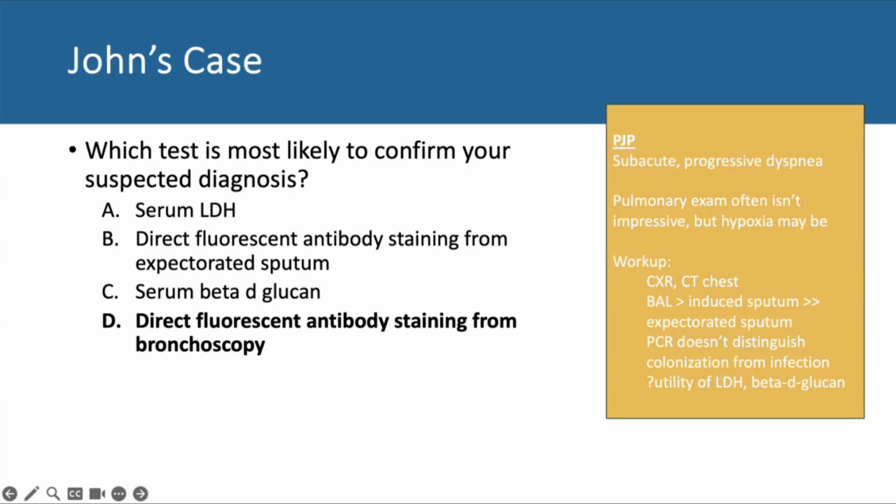And then, as you guys got, if you're trying to make a diagnosis from sputum, a sample from a bronch with BAL will be more likely to prove the diagnosis than an induced sputum, and that's more likely than just an expectorated sputum, though as we previously discussed, we've certainly seen patients where you can see PJP even in the expectorated sputum. Sometimes we can send serum markers, LDH, beta-D-glucan. Ideally, it's best if we can just get a sample from the lungs.